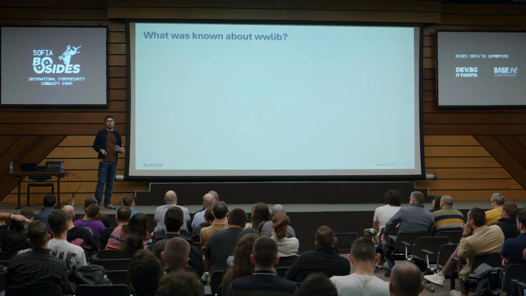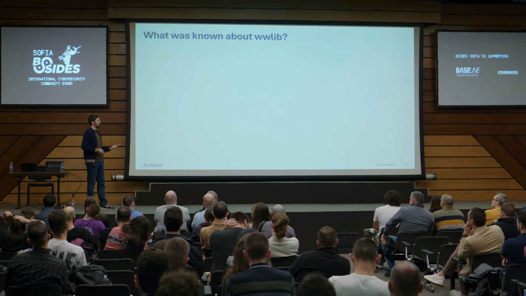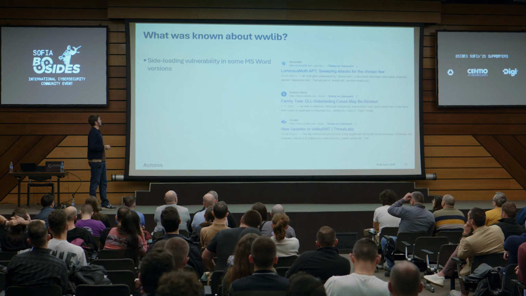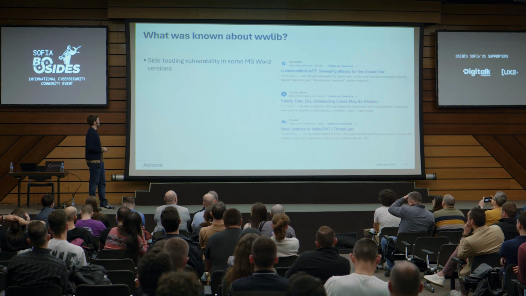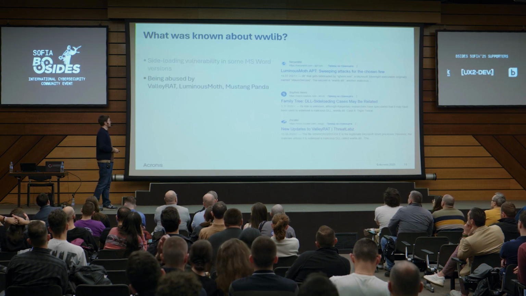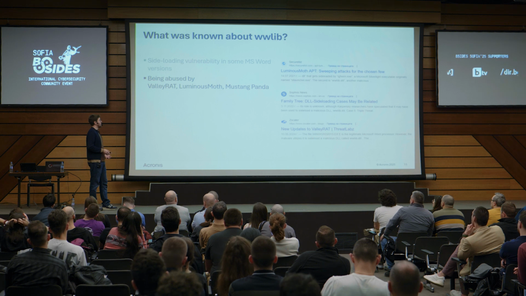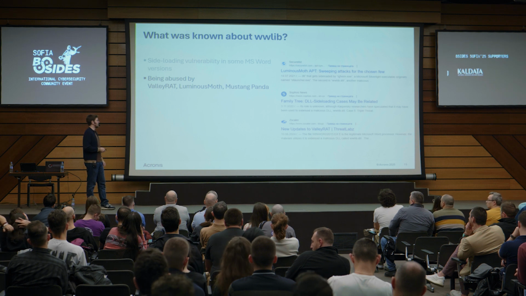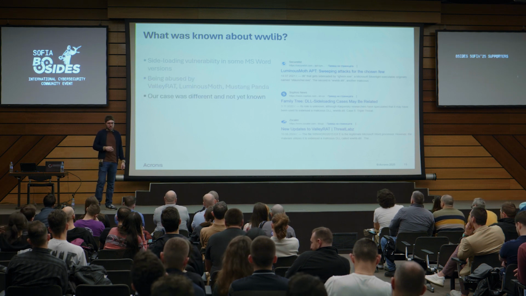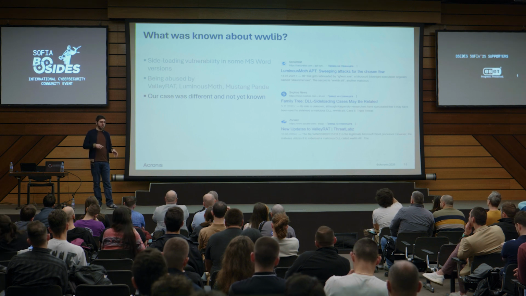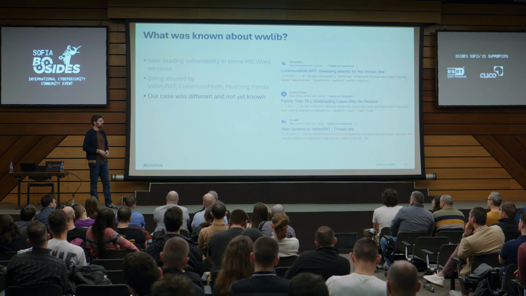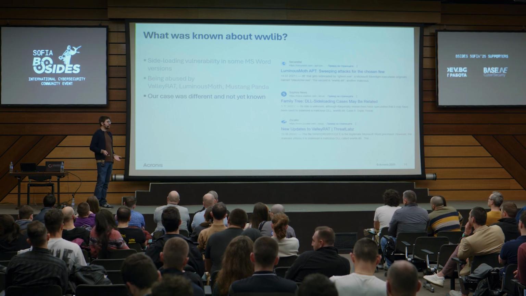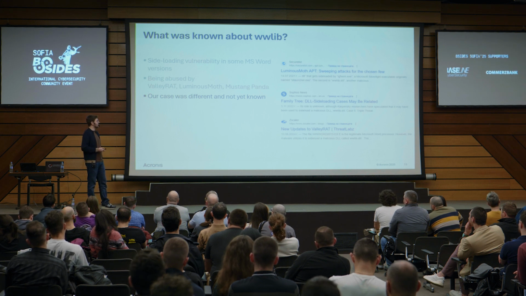So at this point, we asked ourselves what is known about this WWLib, what actually it is. When we searched for it, we found that there was a known side-loading vulnerability in some versions of Microsoft Word, and predominantly it was abused by threats like Valirat, Luminous Moth, Mustang Panda. At least those were the most frequent articles that came up. When we checked the code of the DLL and compared it to the ones in those cases, we noticed that it looked very different. It was something new that nobody else had written about yet.